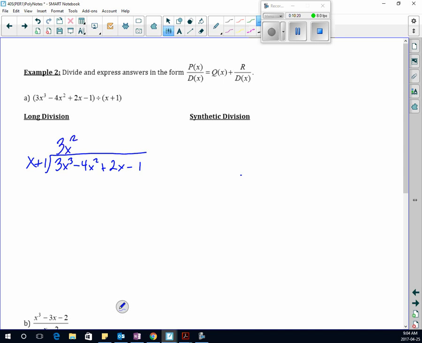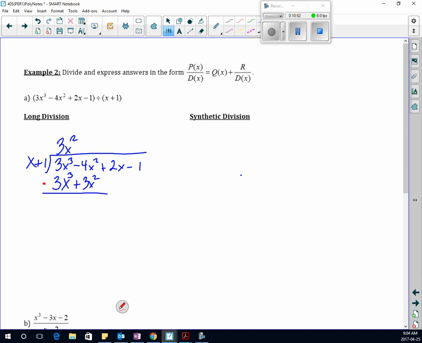3x squared. Does that make sense to you? Okay, so now what's the next step in long division? We multiply. 3x squared times x plus 1 gives me 3x cubed plus 3x squared. Does everybody see how I got that? I just multiplied 3x squared times x plus 1. Now what do we do?